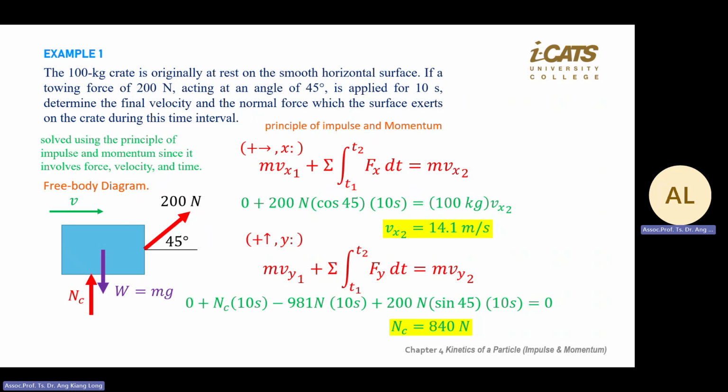Because the weight is heavier than the force. The weight, how much? 100 multiplied by 9.81 gives you 981 Newton. What is the pulling force? 200. So the object is still stuck to the surface. So the normal force is 840 Newton.